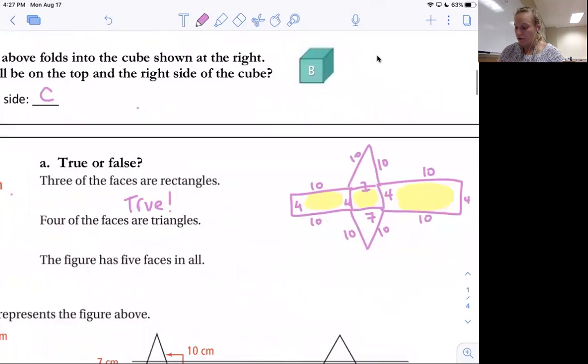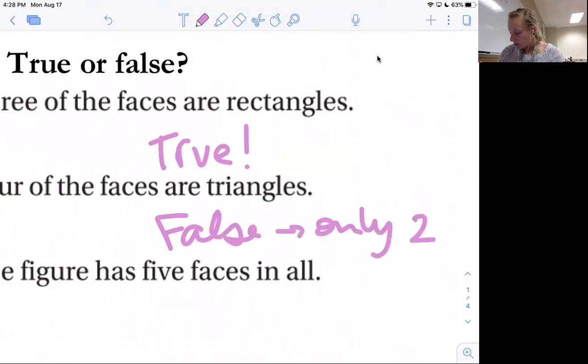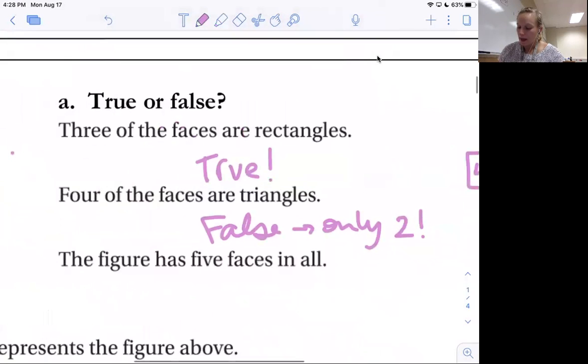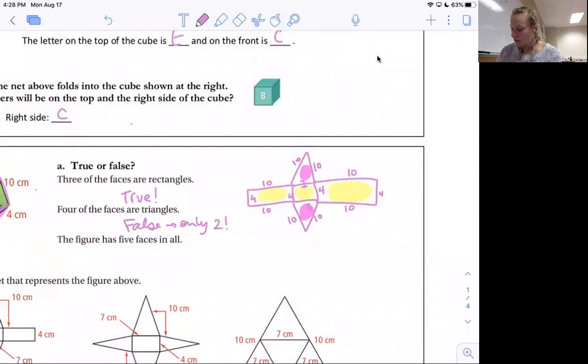The next one says 4 of the faces are triangles. Well, let's count them. 1, 2. Oh, that's false. No way can 4 of them be triangles. Only 2 of them are. And then last, the figure has 5 faces in all. 1, 2, 3, 4, 5.